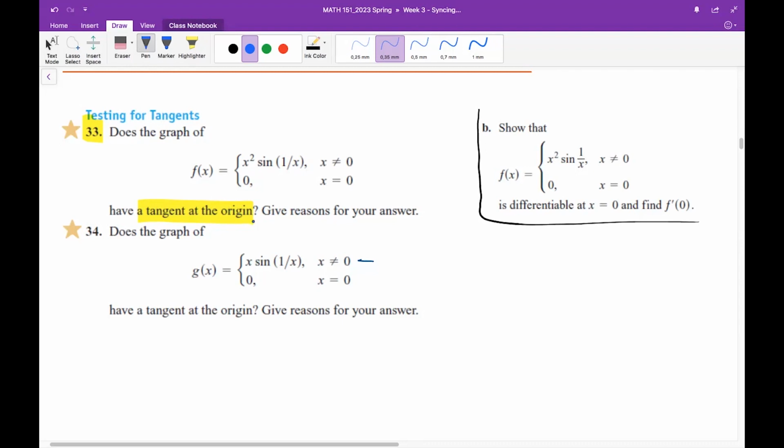So asking this question like that is the same as asking if the slope, okay, let me write. It is the same as asking, is f differentiable at the origin? And this is the same as asking, does this limit exist or not? Okay? So first of all, we need to understand the statement.